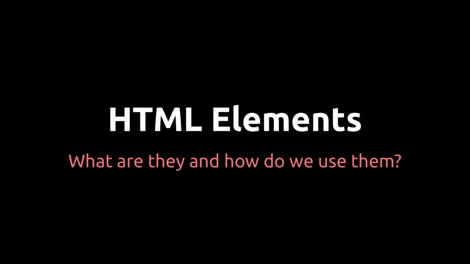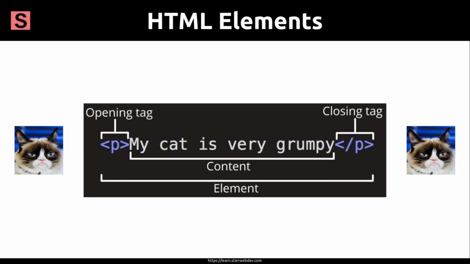Let's get into the basics of HTML so that we can start making full web pages. HTML elements are the content that we want to mark up. In this case, my cat is very grumpy, plus the markup symbols around that content. We call those markup symbols tags, and we'll learn more about them in just a minute.